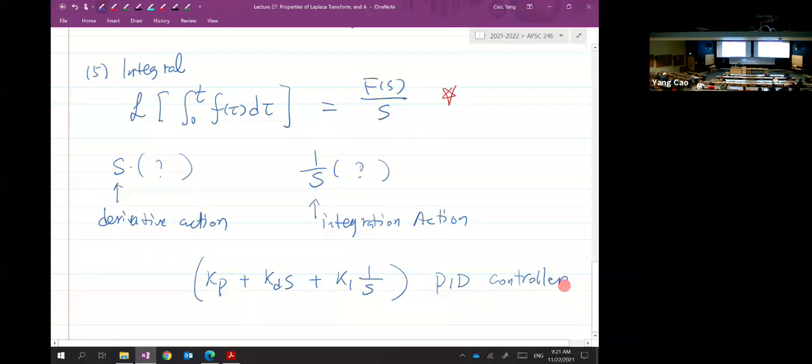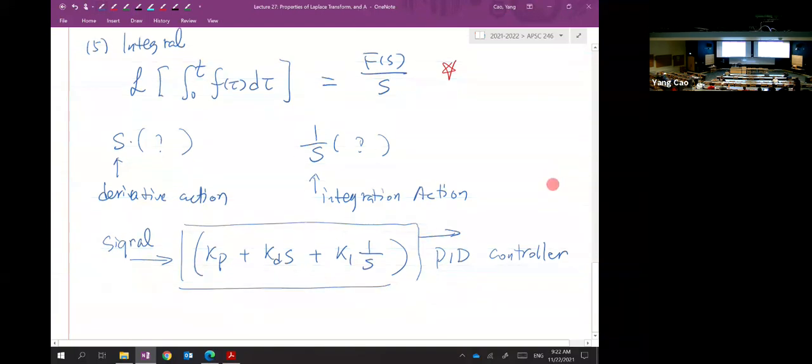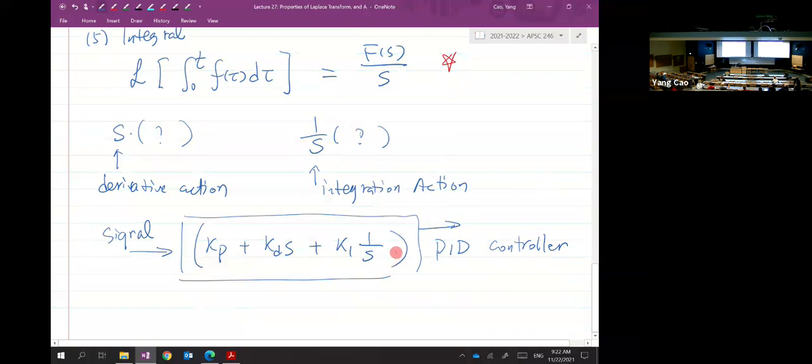Okay. So what this controller is doing is, you apply the controller to your system, and there's some signal coming into this controller, right? So this is a box. There's a signal coming into this box, and the box will spit out some other type of signal. But if you look at this expression here, KP is a number, a constant. So when you multiply the number with a signal, what does it do?